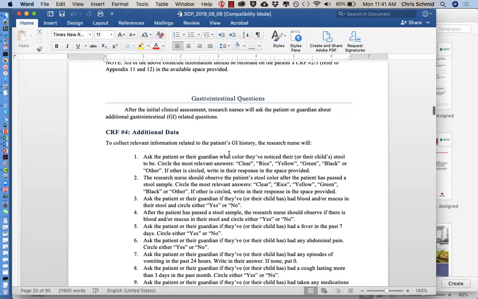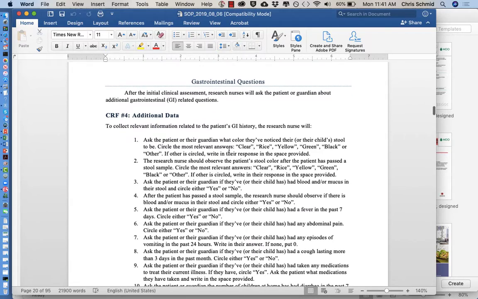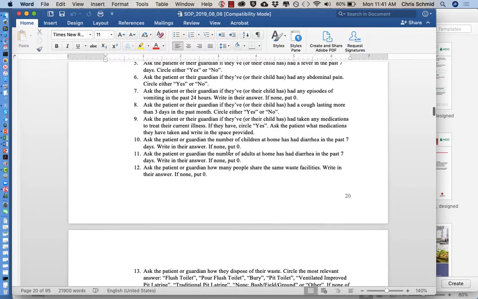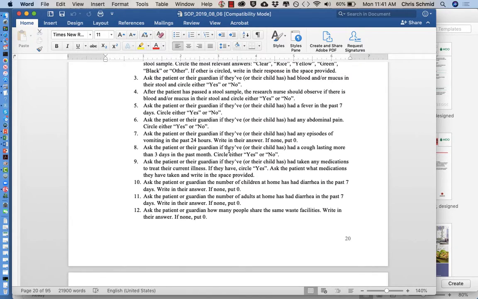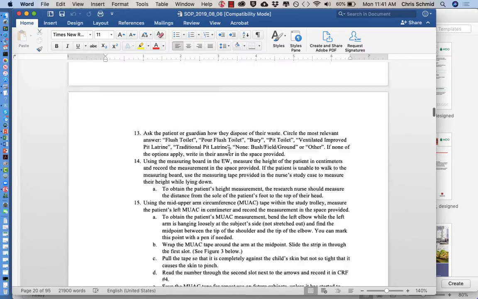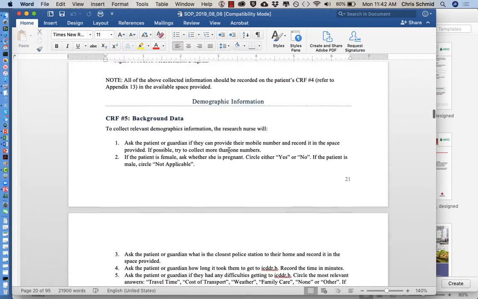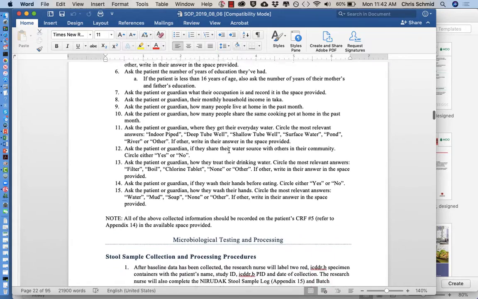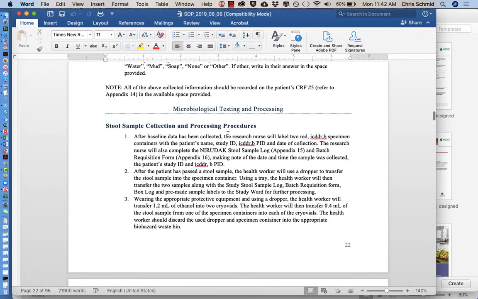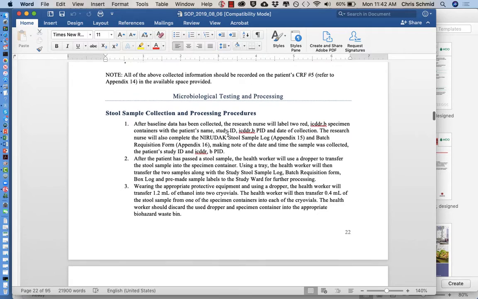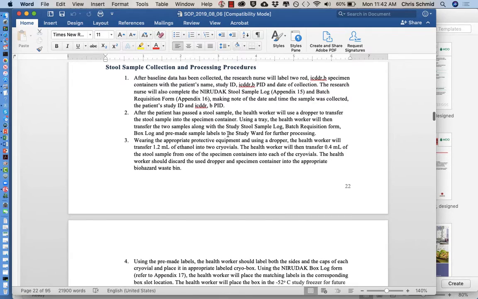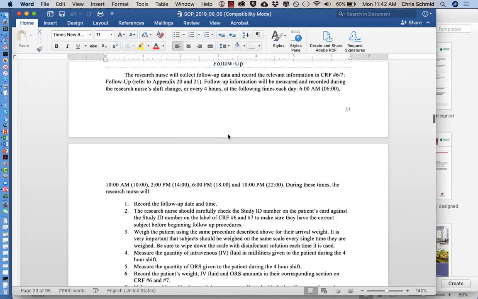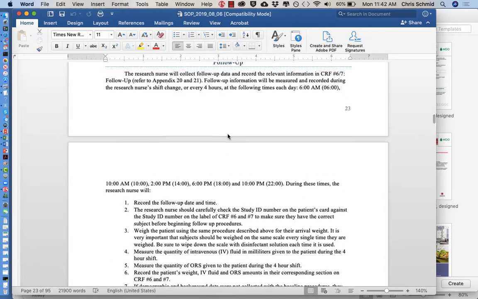And then you ask them a bunch of questions about their gastrointestinal history, how they've been doing, how people in their family have been doing, and so forth. Then there's demographic information that's collected. Then they do some microbiological tests with the blood and the saliva and so forth in the stool sample. And then there's a follow-up where they come back in at specific times.